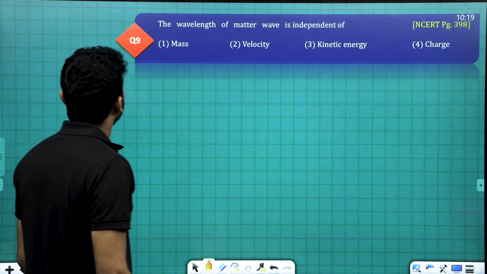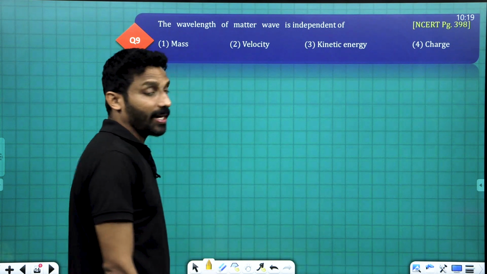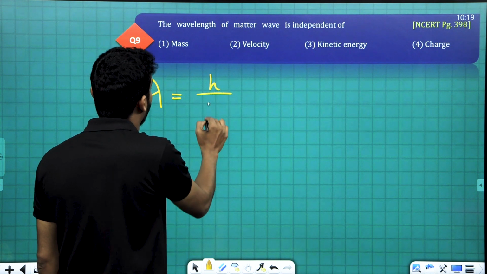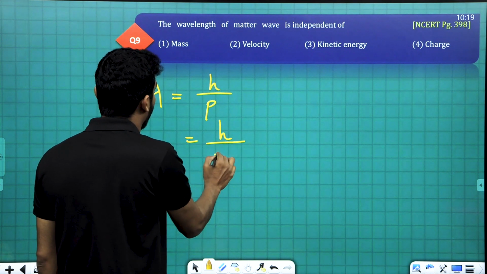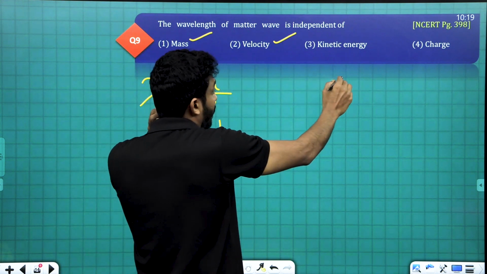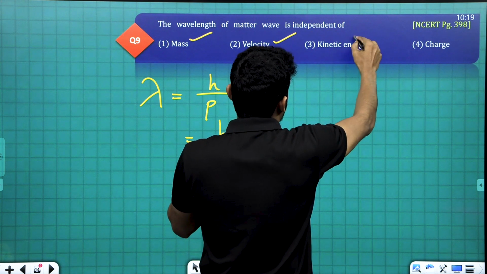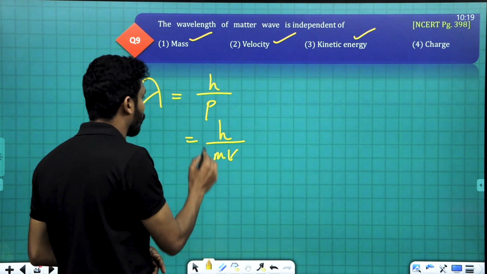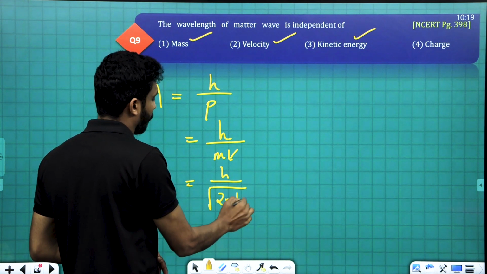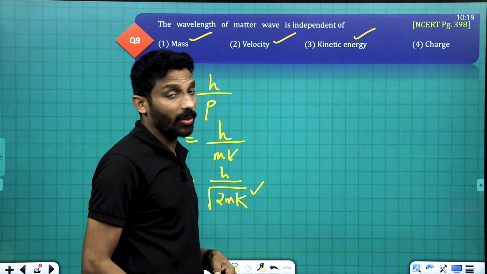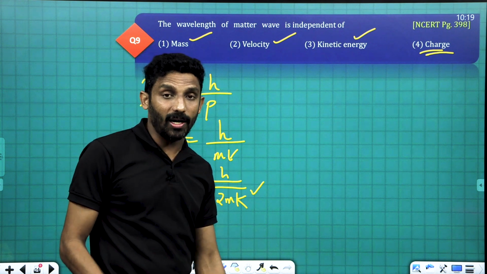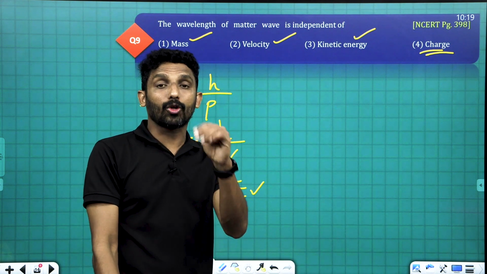The next. The wavelength of matter wave is independent of. What is the wavelength of matter wave? Lambda is h divided by p, de Broglie, h divided by mv. Mass depends on velocity, depends on kinetic energy. Here it comes kinetic energy, instead of momentum. This is h divided by root of 2mK. Kinetic energy also is a term. It is independent of the charge. Momentum of the particle is independent of the charge. So the answer is the fourth one, D.